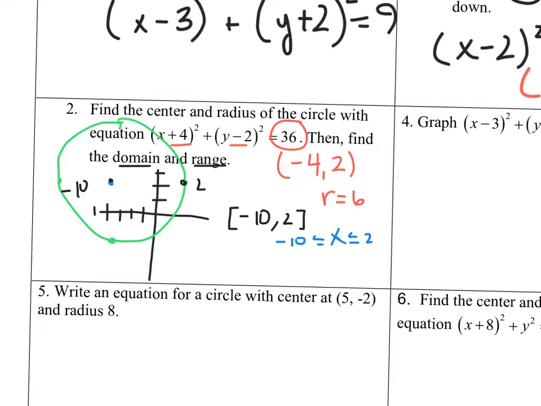Let's do the same thing with our range. Our range is going to be the y. If my y started at 2 and I'm going to add 6 and subtract 6, 2 minus 6 is -4, and 2 plus 6 is 8. I could also write this as -4 ≤ y, because we're talking about the range, ≤ 8.